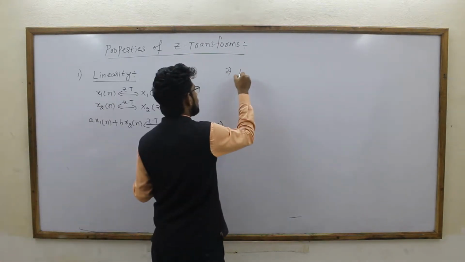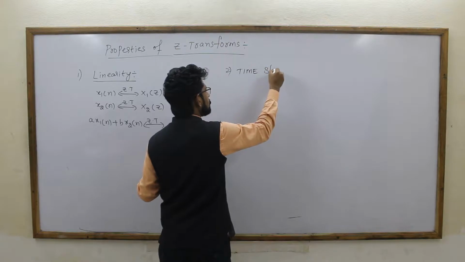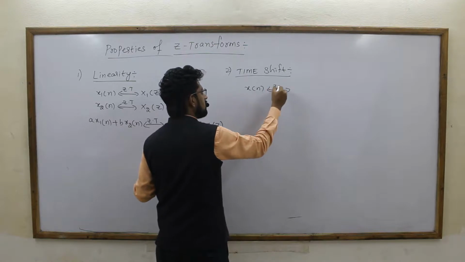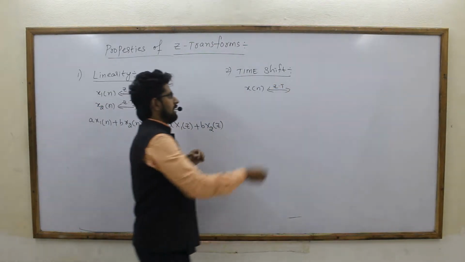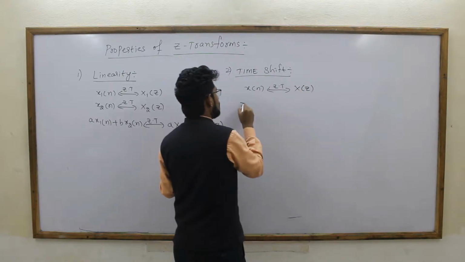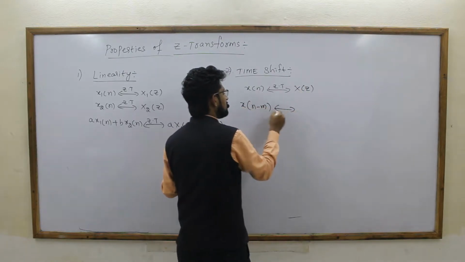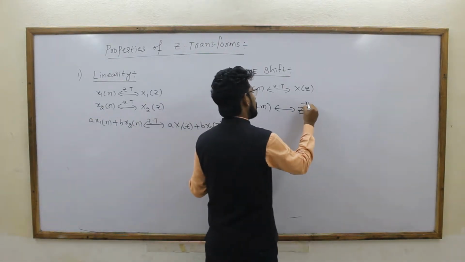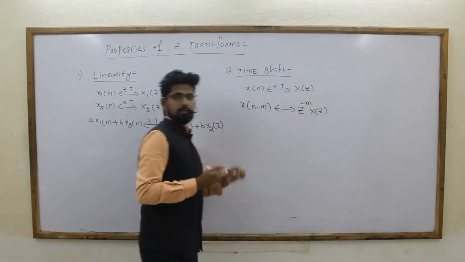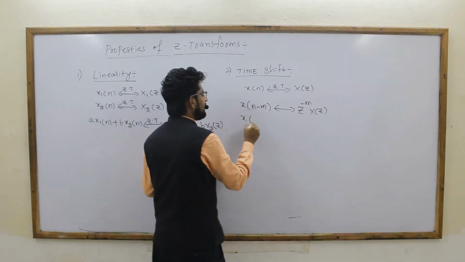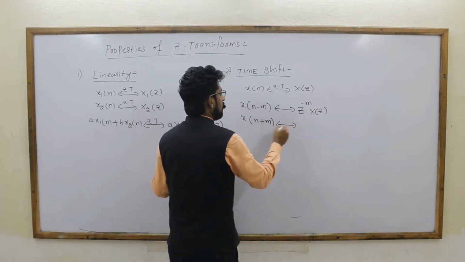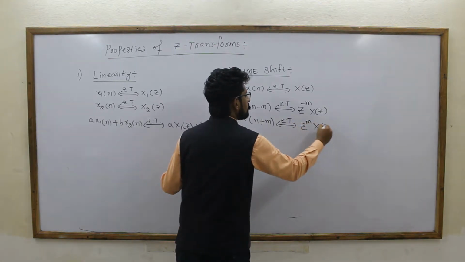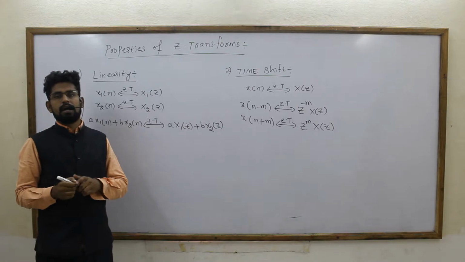Second property we have is time shift. x of n, whose Z transform is X of z. x of n minus m, shifted in time for discrete time m times, has the Z transform z power minus m into X of z. x of n plus m has the Z transform z power m into X of z. This is the time shift property.